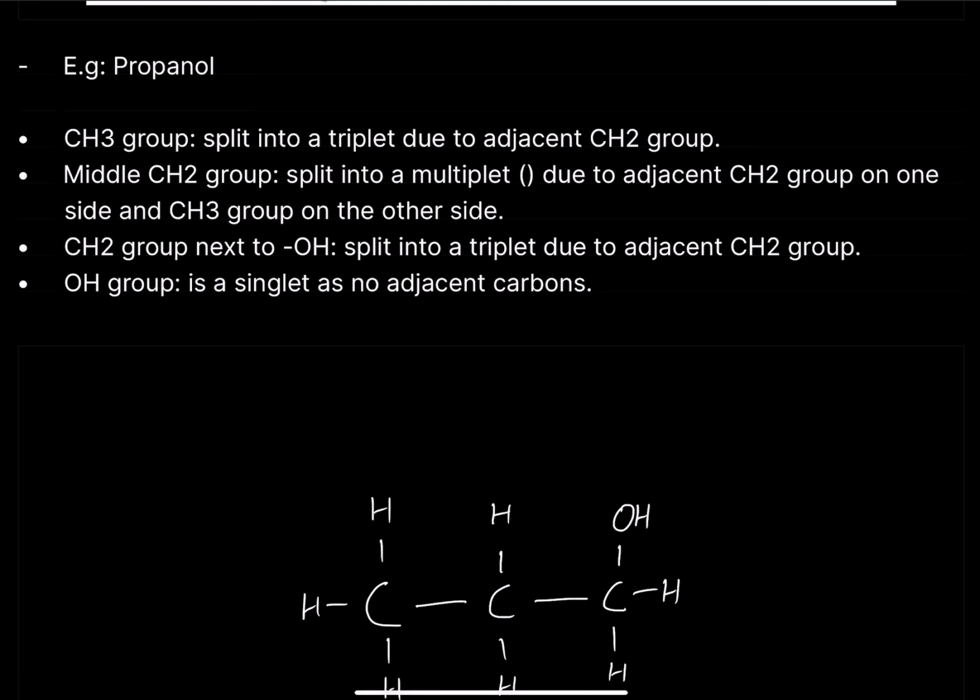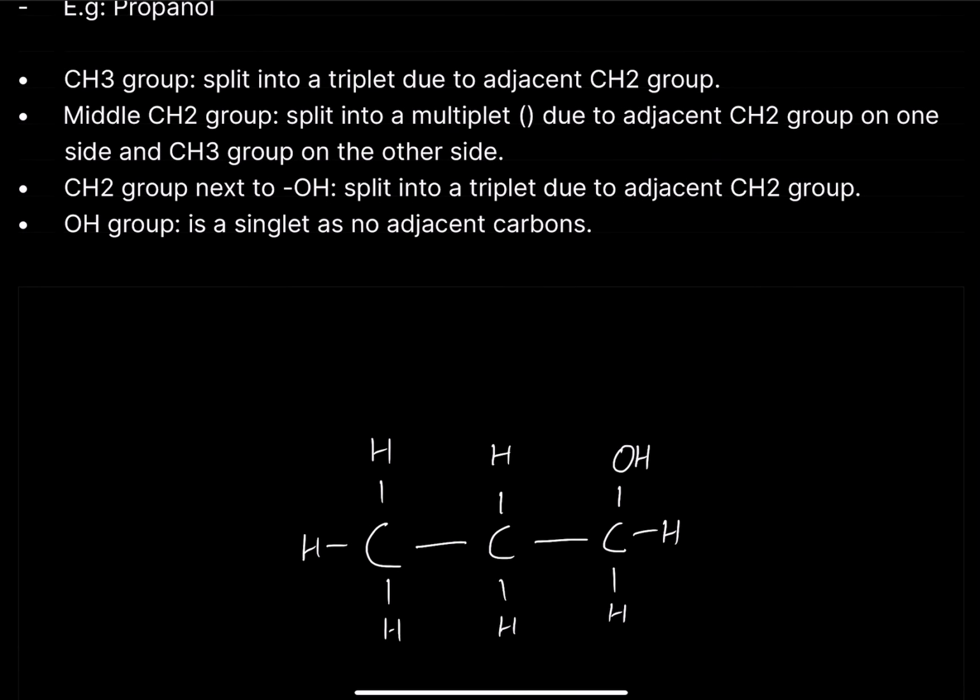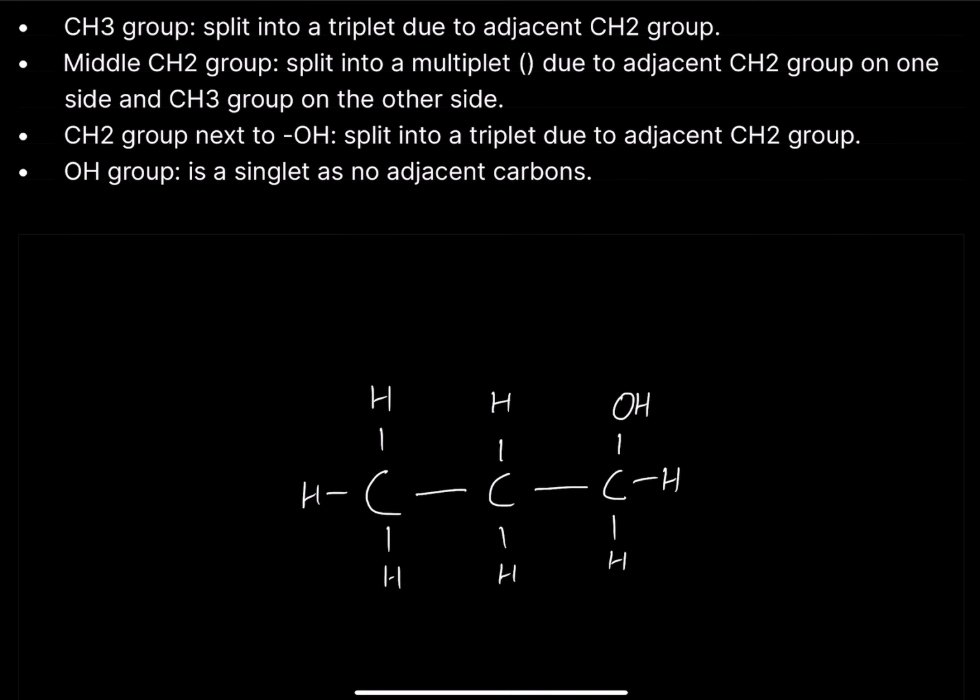So methyl groups split into triplets due to the adjacent CH2 group. The middle CH2 group is split into a multiplet due to the adjacent CH2 group on one side and a CH3 on the other side. So this here, for propanol, is actually a quintet, but we call it a multiplet for AQA because they want to make it simple for you.